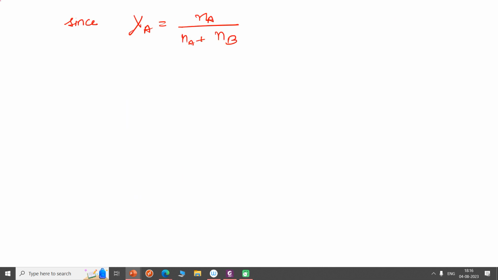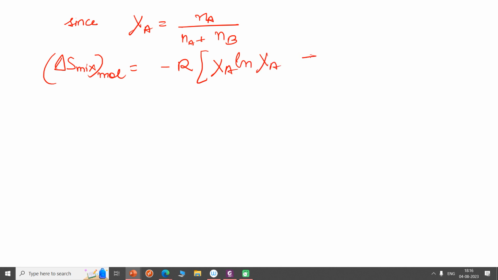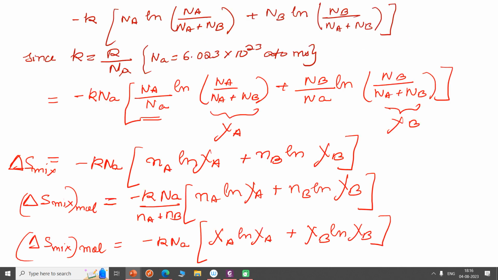So this will ultimately give us the free energy of mixing per mole as negative of R chi A ln chi A plus chi B ln chi B. So it was covered in the lecture, but the comprehensive derivation was left as an exercise. So you can just try it out and you will get the same equation here.